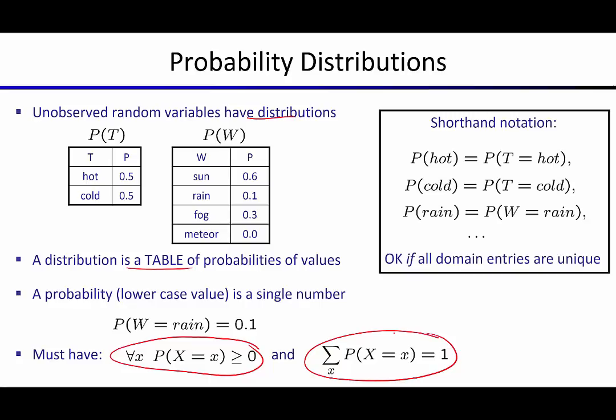Shorthand notations that we'll use. If all domain entries are unique, meaning that, for example, temperature could take on the values hot or cold, weather cannot take on those two values. So if the values are unique, you can shortcut this to this. So we say P(hot). Really, we are saying the probability that the random variable temperature equals hot, just a shorthand notation.